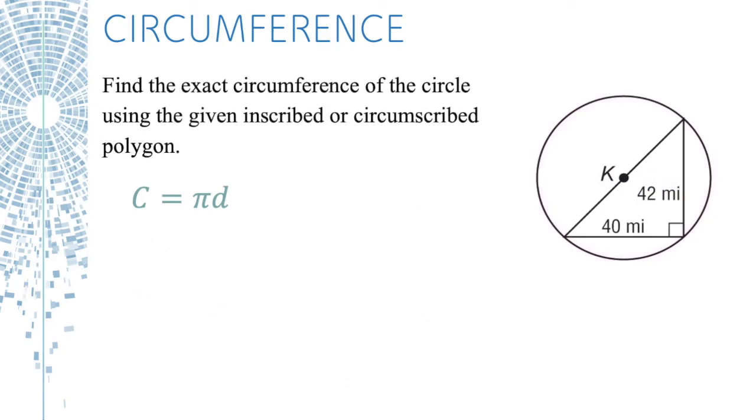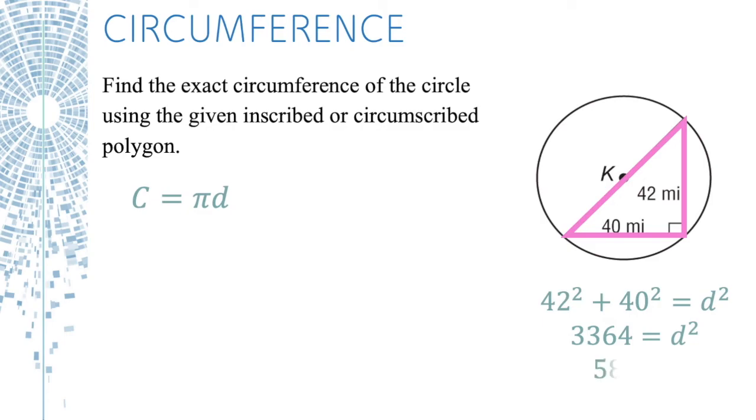Okay, how about this one? We're going to find the exact circumference of a circle using the given inscribed or circumscribed polygon. You see, there's a triangle here. And using that triangle, a right triangle, we can use the Pythagorean theorem to find that missing side, the hypotenuse. The hypotenuse is the diameter of our circle. So 42 squared plus 40 squared equals the diameter squared. We can solve for d, so we know that our diameter is 58. So now we can find the circumference. 58 times pi is about 182.2.